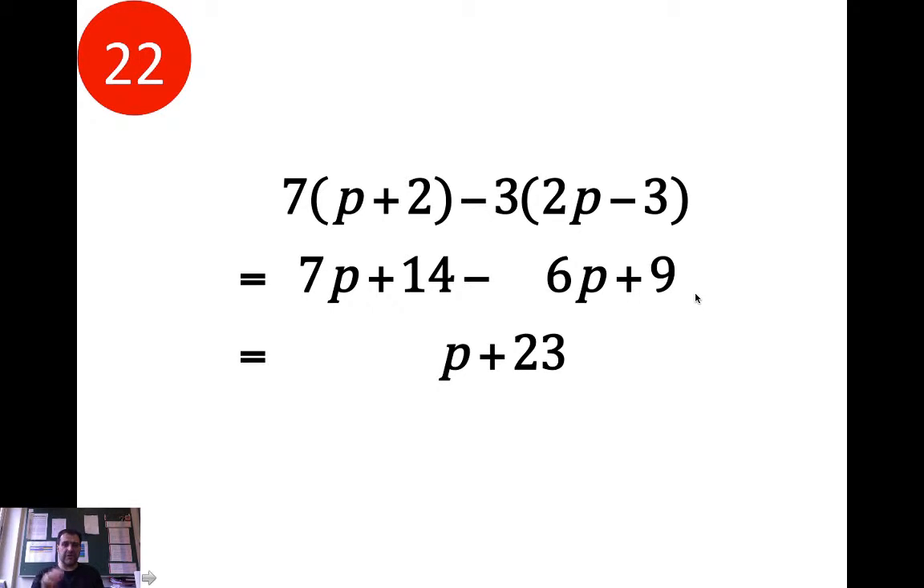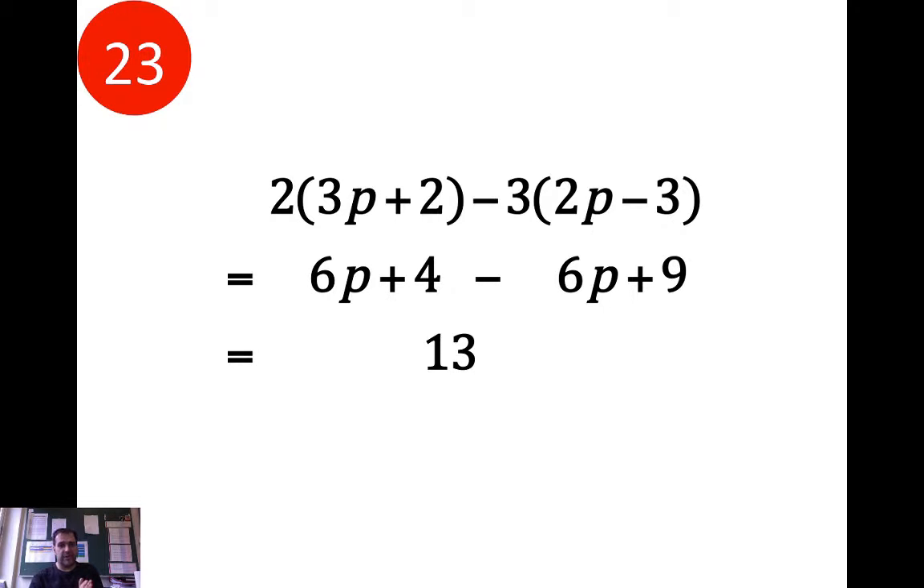So altogether we've got 7p plus 14 minus 6p plus 9. And we can put together terms that are of the same type. So we've got a 7p there, but then we've got a minus 6p. So 7p together with minus 6p goes together to make 1p. And when it's just 1p, you just write p. And then the numbers, we've got plus 14 there, and we've got plus 9. So plus 14 together with plus 9 makes plus 23. So the final answer is p plus 23.